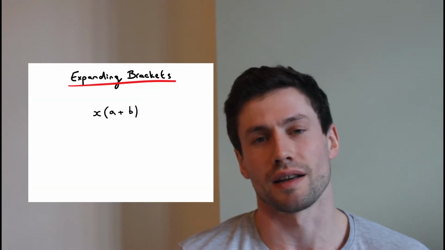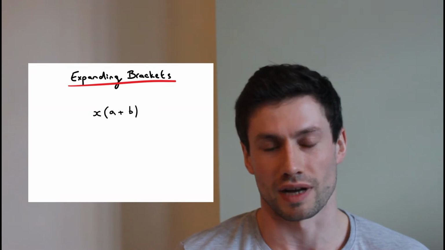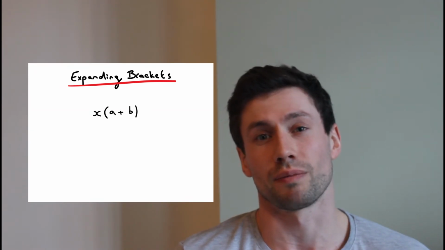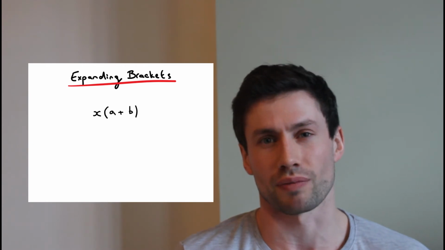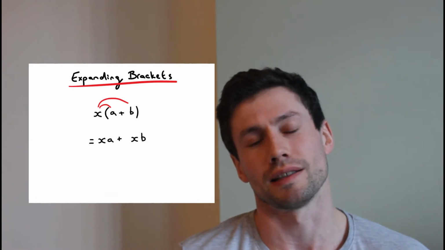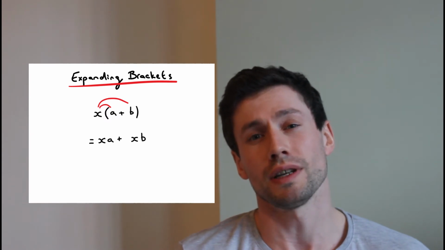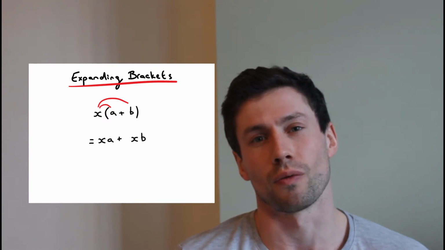If you are given a number or a letter outside a bracket and the bracket contains a number of terms adding or subtracting from each other, to expand this bracket you need to multiply the number or the letter outside the bracket by everything inside the bracket, one term at a time. When doing this, be very careful to remember what signs the things that you're multiplying together are. Let's look at an example.